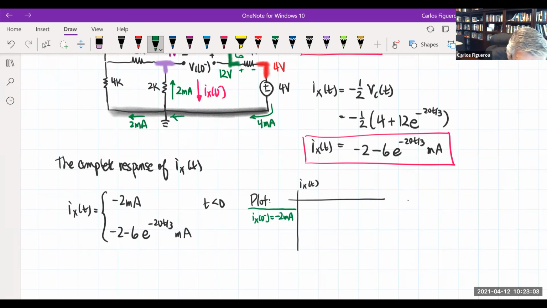Now at Ix of 0 plus, I get minus 2 minus 6e to the 0, so I get 8 milliamps in magnitude. What does that mean? I'm going to get a jump. There's a discontinuity, and it jumps all the way down to here. Then I have this line like this, and then there's this jump where it jumps all the way down to minus 8 milliamps, and then it jumps all the way back to here.